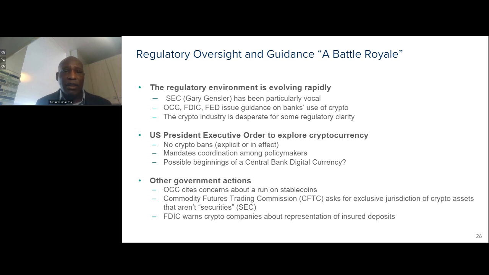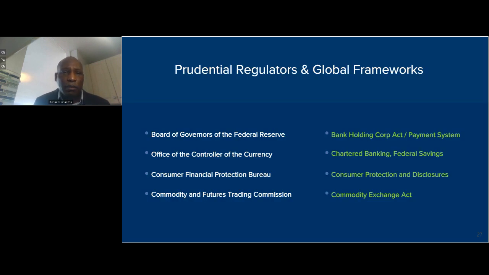Okay, now let's look at the prudential regulators and global framework, and there's a lot in play here. I come from the Fed. The Fed likes to look at this from a Bank Holding Company Act and payment system perspective, really key for the Federal Reserve System. The Fed likes to look at systemic risk, and they would say, hey, we think that the cryptocurrency community is a non-systemically important financial institution, so we want to go in and look at this from a safety and soundness perspective.